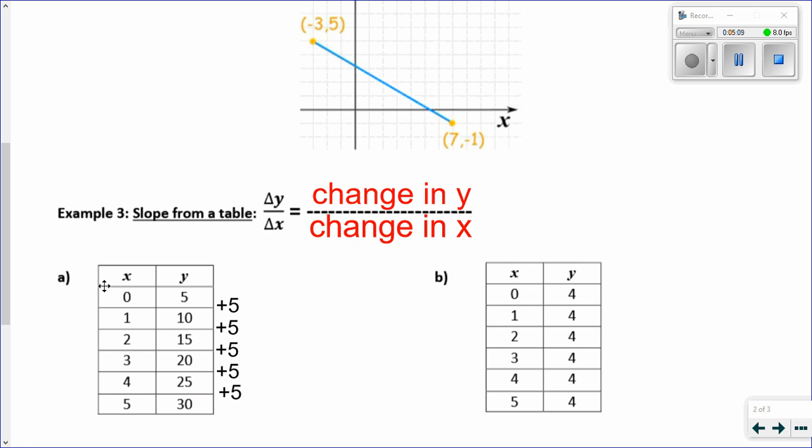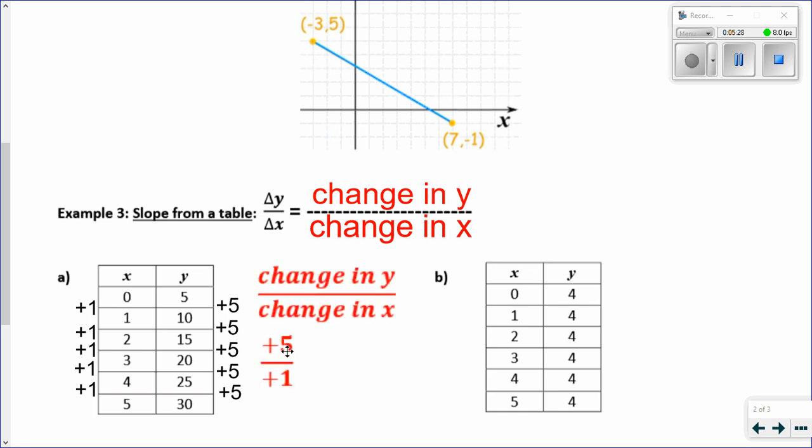Did the same thing on my x's. I went up 1, up 1, up 1, up 1, up 1, up 1. Okay, so my change here is positive 1. So to write it, my change in y goes up top, the plus 5, over the change in x, the plus 1. So to go ahead and simplify that, positive 5 divided by positive 1 gives me 5 over 1, which simplifies to just 5. And that's my slope.